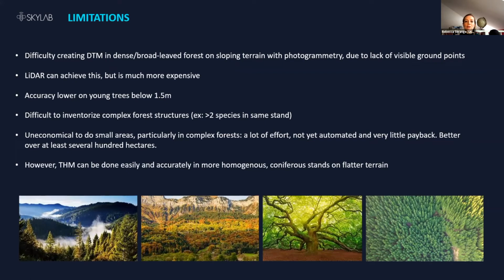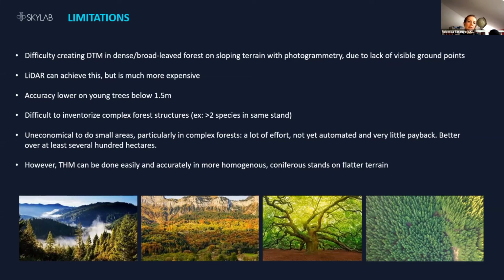Tree height accuracy on younger trees below 1.5 meters, there's a much larger uncertainty. It's difficult to inventorize complex forest structures, so like more than 2 species in the same stand or any kind of broadleaf species in the mix. It's uneconomical to do this over small areas, particularly in complex forests, because there's a lot of effort involved. It's not really yet automated, and there's very little payback because, of course, we can't charge a fortune.